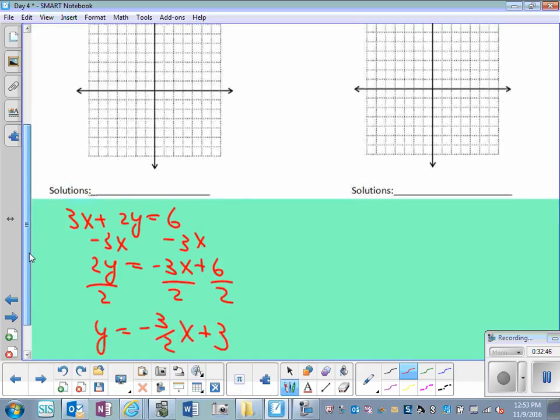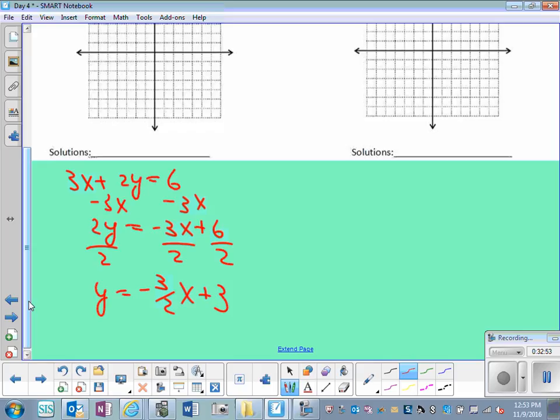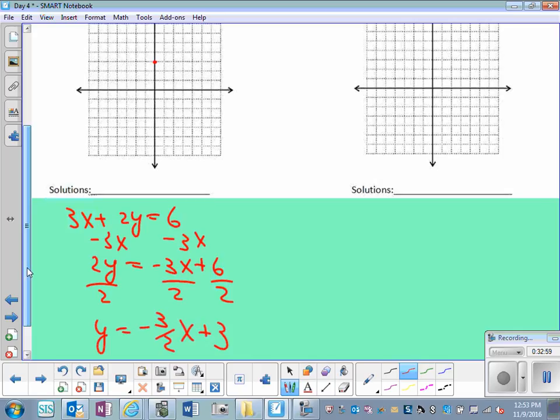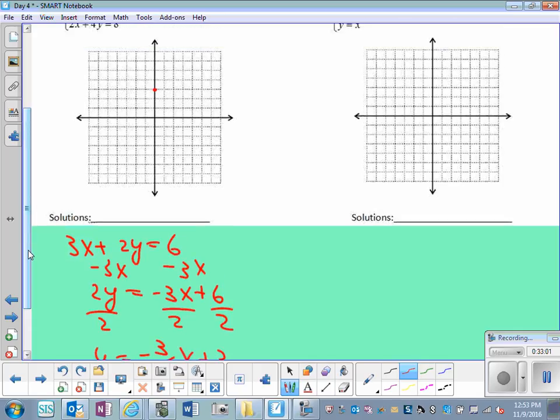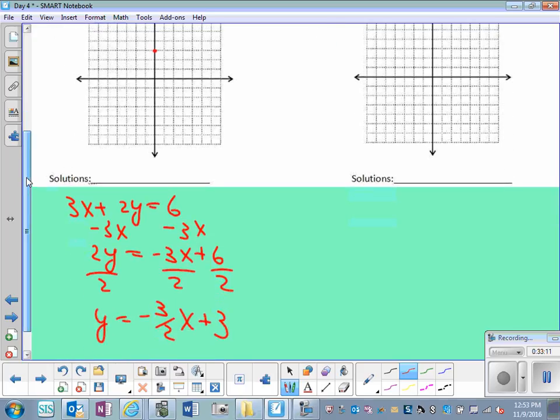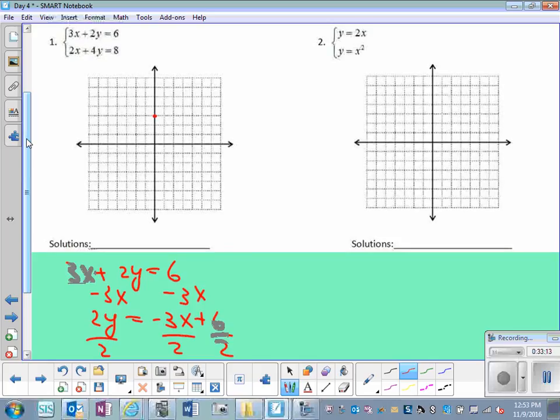What is my y-intercept? Dylan, what is my y-intercept for this first line? 3. So 0, 3 is the y-intercept, and then my slope is negative 3 over 2, so how do I find the second point? Right 3 down 2? No, down 3, right 2, right? So it gives me the point 2, 0.